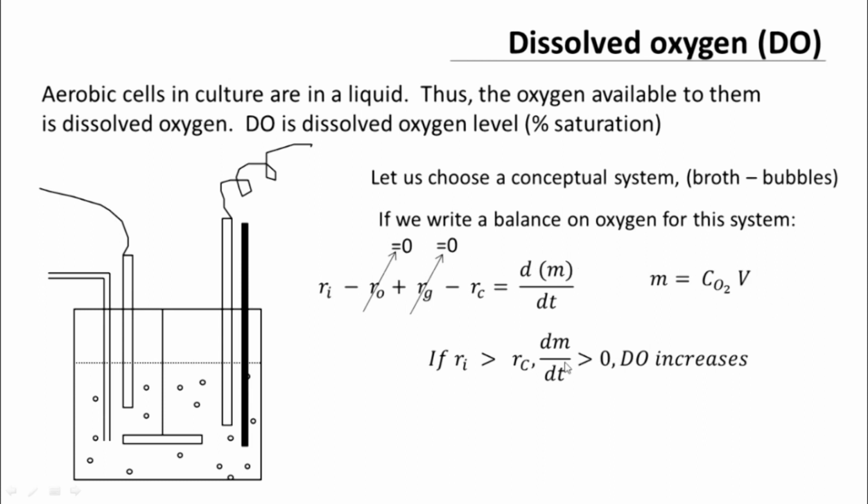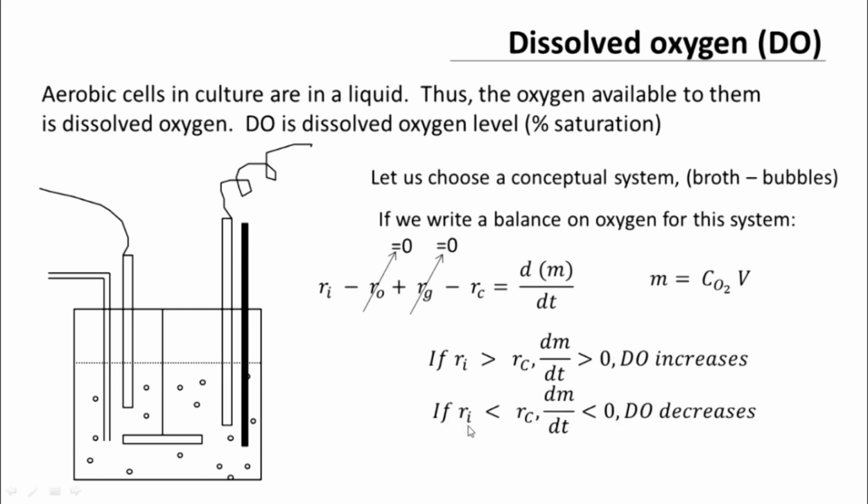Now if the rate of input is greater than the rate of consumption, if you can provide oxygen at a much faster rate than the rate at which it is being consumed by the cell, the accumulation rate is going to be greater than 0, right? It's easy to see here. Ri is greater than Rc, therefore Ri minus Rc is positive, therefore dm/dt is going to accumulate. If this is the case, then the DO, the dissolved oxygen level, will increase, right, from the balance.